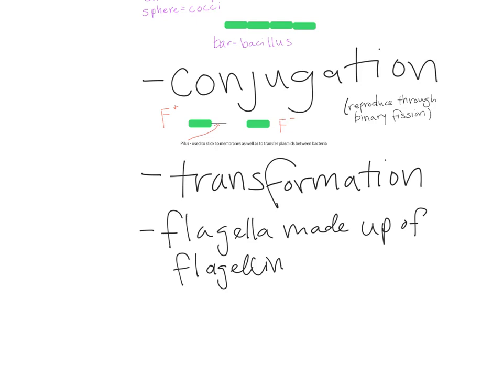Lastly, bacteria or prokaryotes have flagella, or like little tentacles used for moving, you can imagine them as. Their flagella are made up of a protein known as flagellin, which is different from eukaryotes, whose flagella are made up of tubulin proteins. So not super important, but good to know. You may have a question on that.